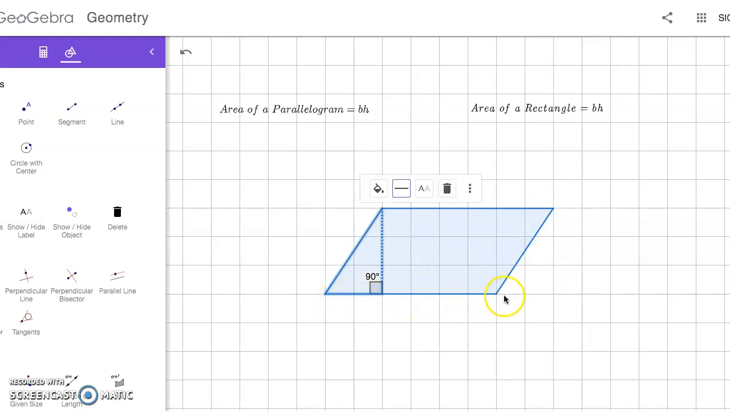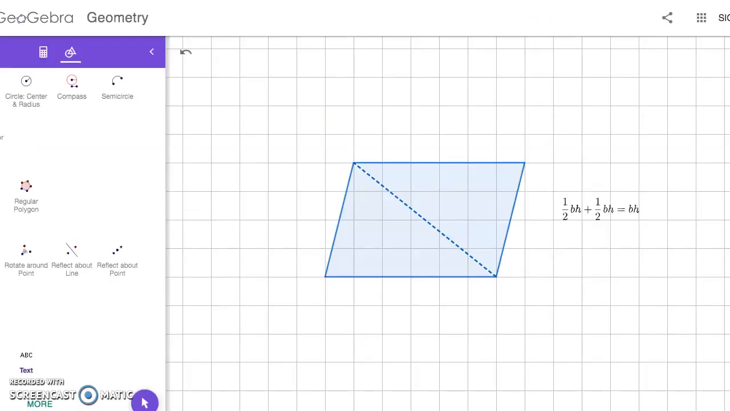Original parallelogram had a base of 6. And the height, also unchanged, height of 3. So the area of this parallelogram is 6 times 3, which is the same as this rectangle here. That's one way to kind of see how those formulas are related.